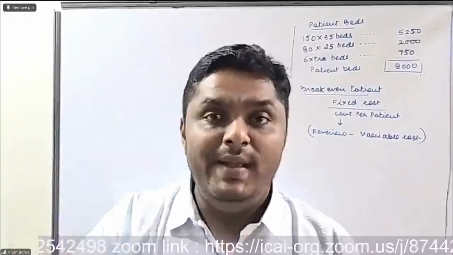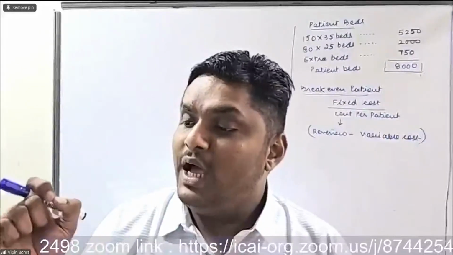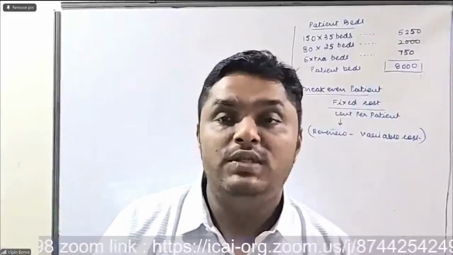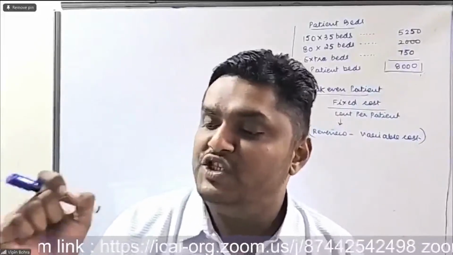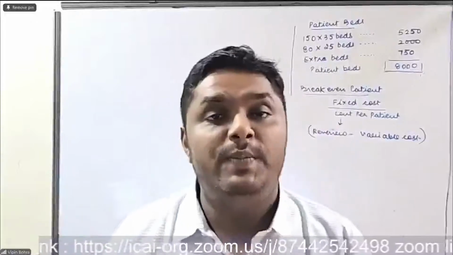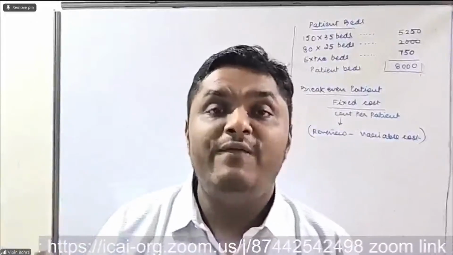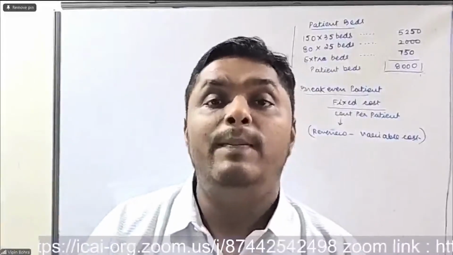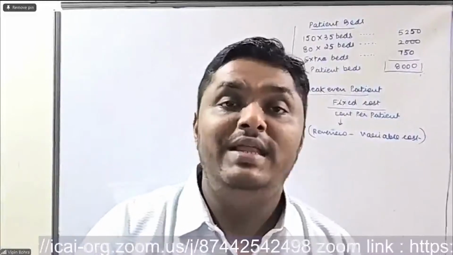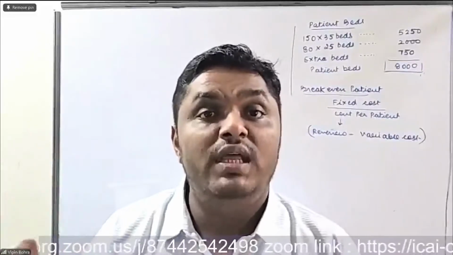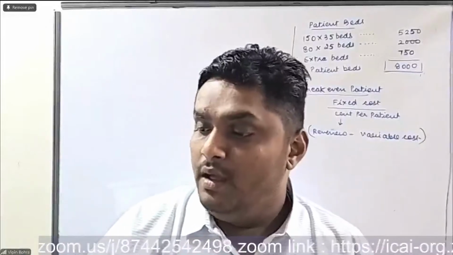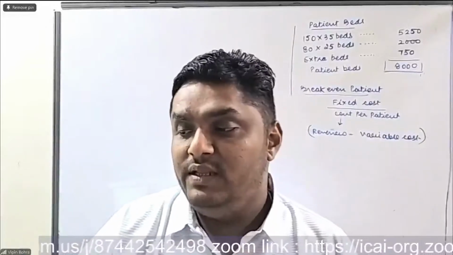Now the key, very important point: doctors are paid 2,50,000 per month and paid on the basis of number of patients attended and the time spent by them. So this 2,50,000 is dependent upon the number of patients attended and the time spent by the doctor. So this point is the key. It will be a variable cost. Now repairs are fixed, 81,000.